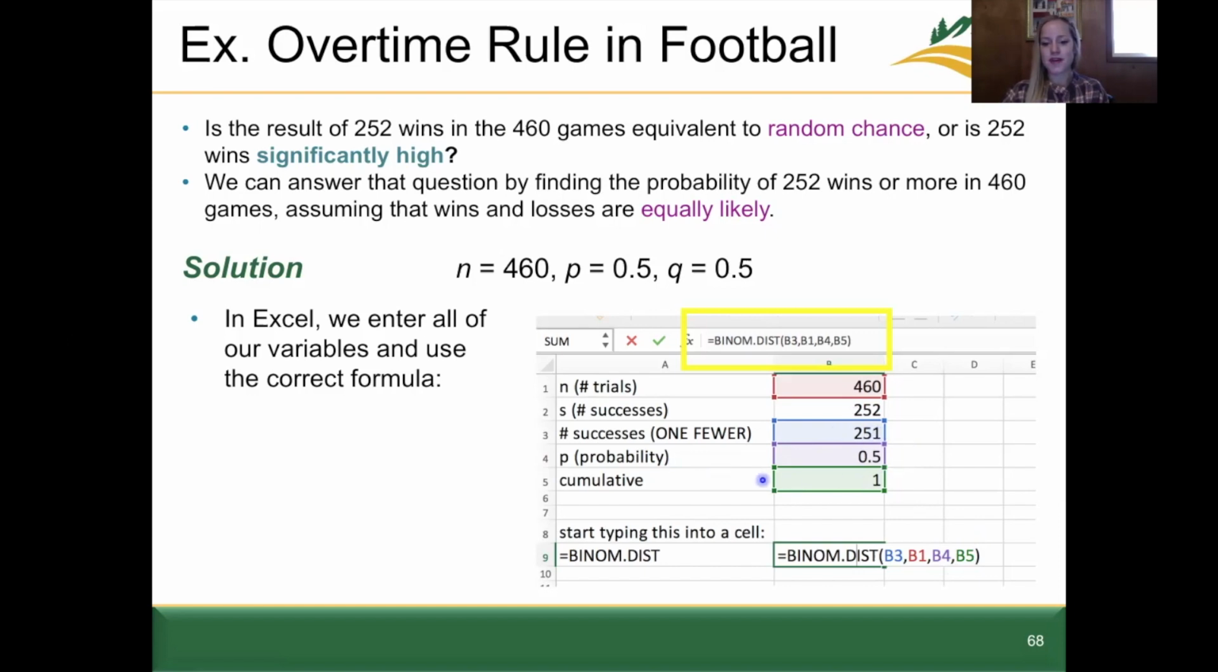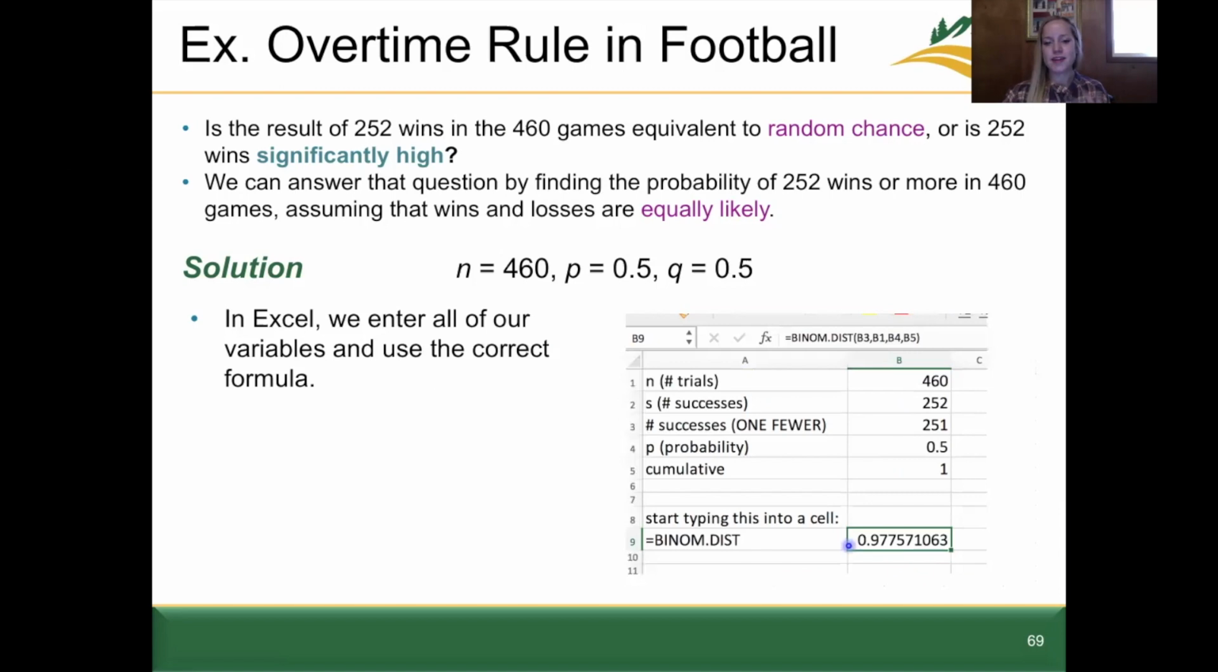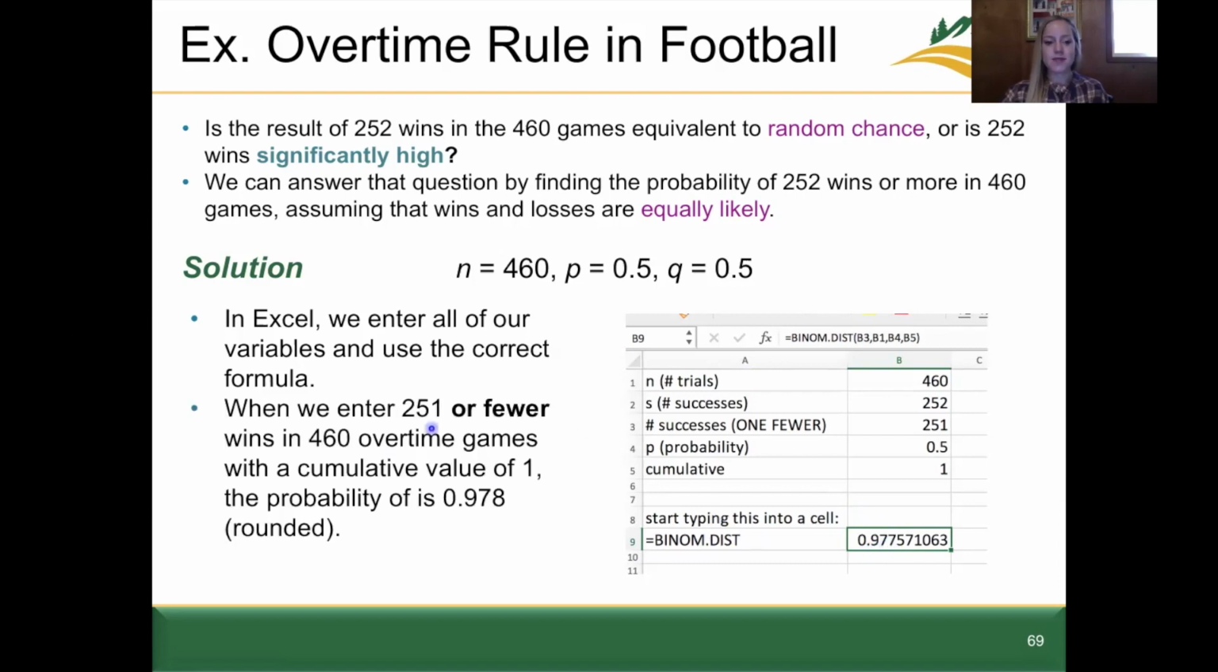Therefore, we put this cumulative value of 1 and not 0. So on this slide, I was setting up this formula. Here, I clicked enter and it calculated this for me. We'd want to round this to 3 digits past the decimal place. So then we get, when we enter 251 or fewer wins out of 460 overtime games, with a cumulative value of 1, the probability is 0.978.